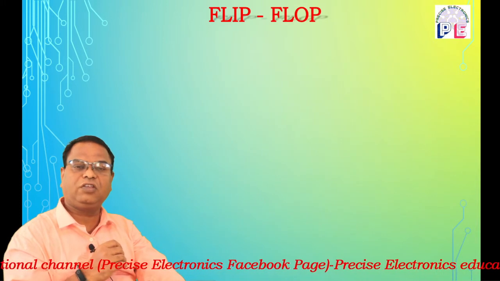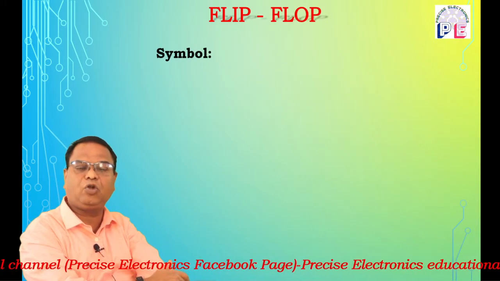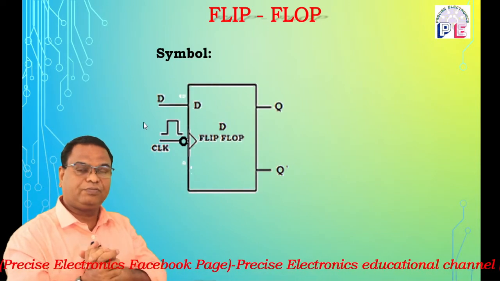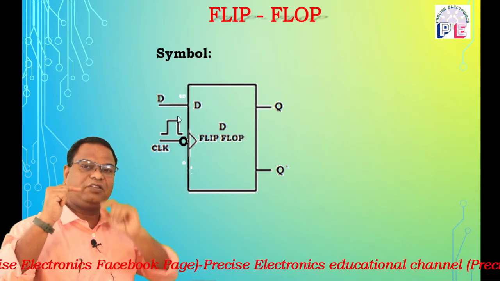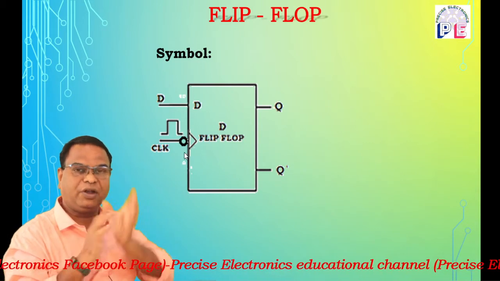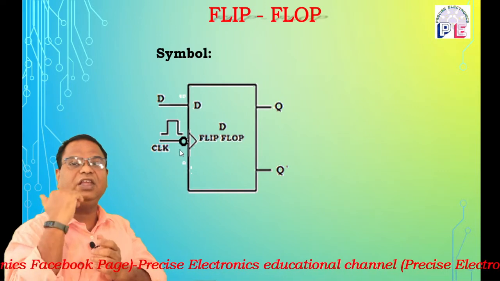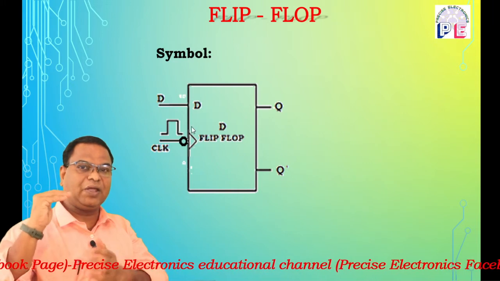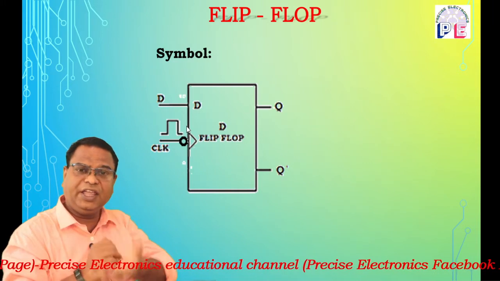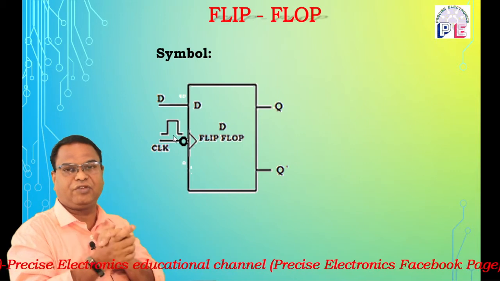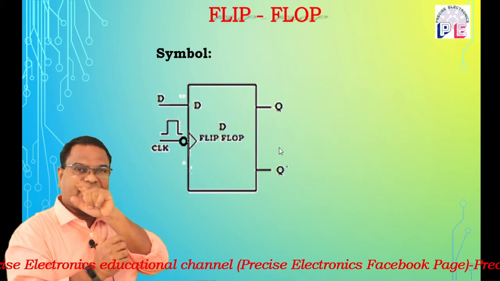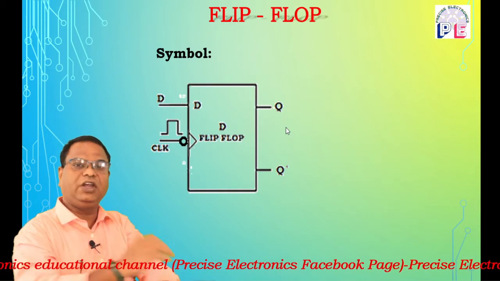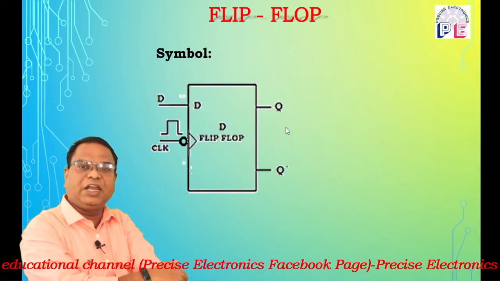Now the symbol of this negative edge triggered D flip-flop is going to be displayed on your screen. In this symbol there is one change. What is that change? The clock pulse is applied to the clock terminal and there is a bubble, and this bubble indicates an inverter. So it is negative edge triggered, and that negative edge is applied to the inverter. That's why it is known as a negative edge triggered flip-flop. The triangle indicates it is edge triggered, and the bubble indicates it is negative edge triggered. So this is the symbol of the negative edge triggered D flip-flop.